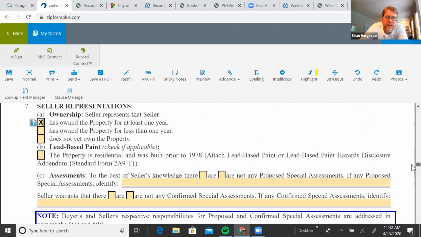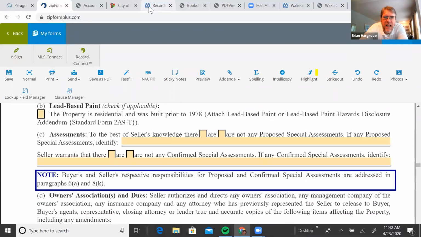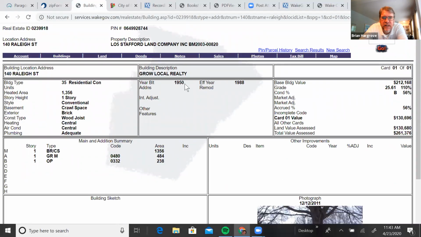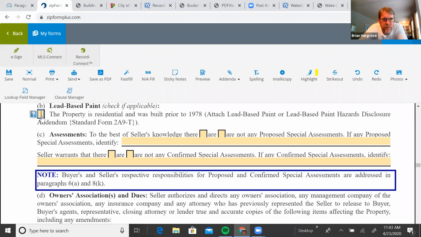So lead-based paint, we can certainly look on tax records again and see when it was built. So if you hit the buildings tab, this was built in 1950. Now there was a remodel in 1988, but 1950. So this would require a lead-based paint addendum. So we would check that this was built prior to, and now when we look for disclosures, we need a lead-based paint addendum. We also need to give to our buyer a Protect Your Family from Lead in the Home pamphlet. And if you just Google EPA lead pamphlet, it's the first thing that pops up, a PDF. You've got to give that to your client. You have to give it to your client before you present the offer.